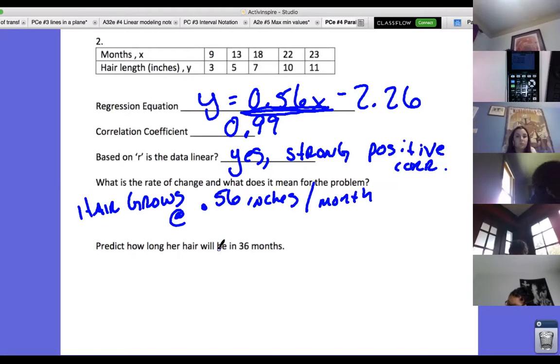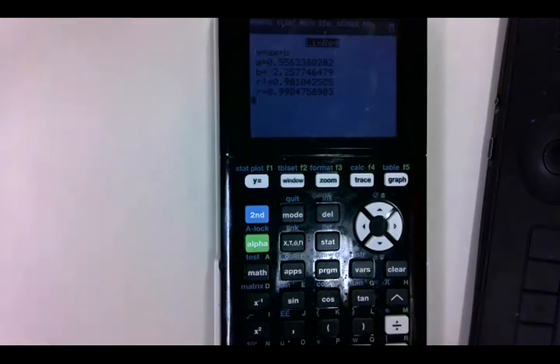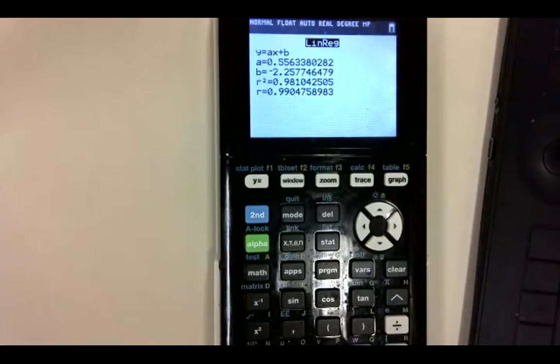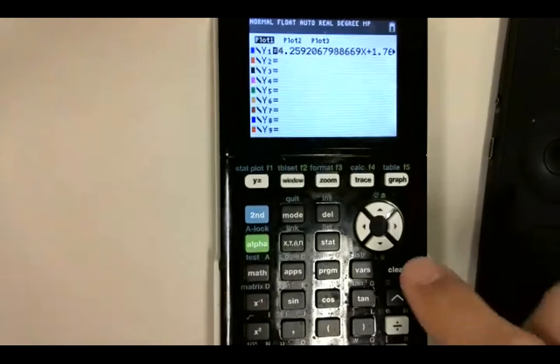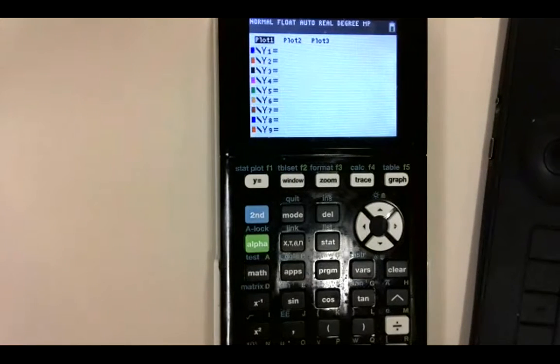So predict how long her hair will be in 36 months. So how long will her hair be in 36 months? This is the part that throws everybody off. I need to import this into my equation. So if I hit y equals and clear, let's see, Allison Smith, how do I import it?